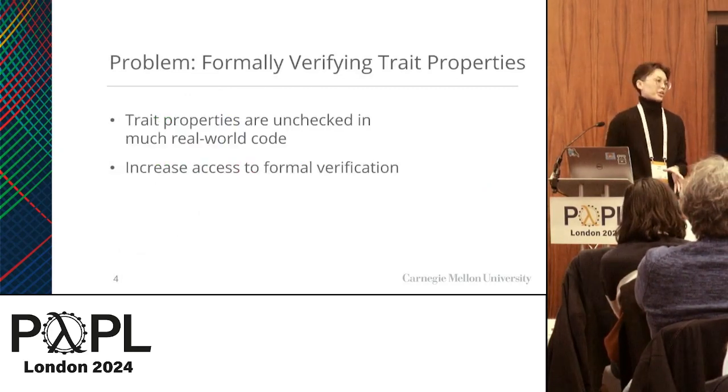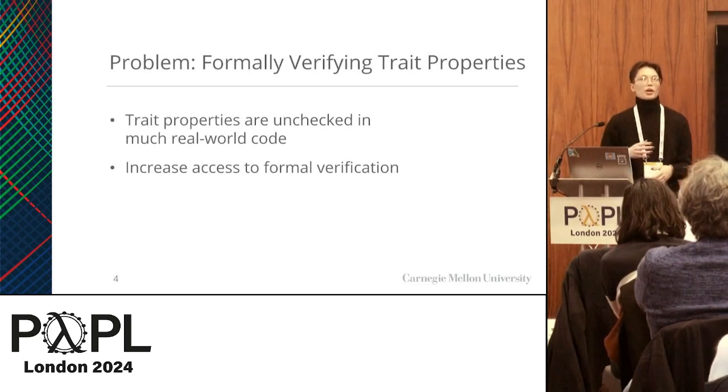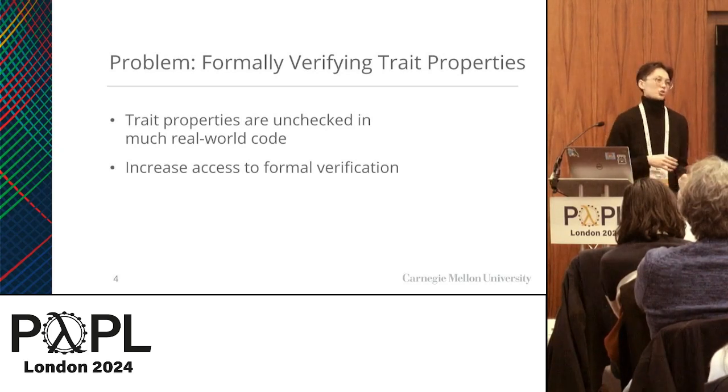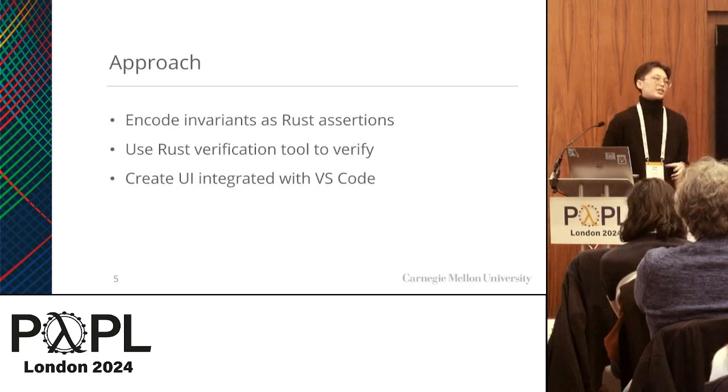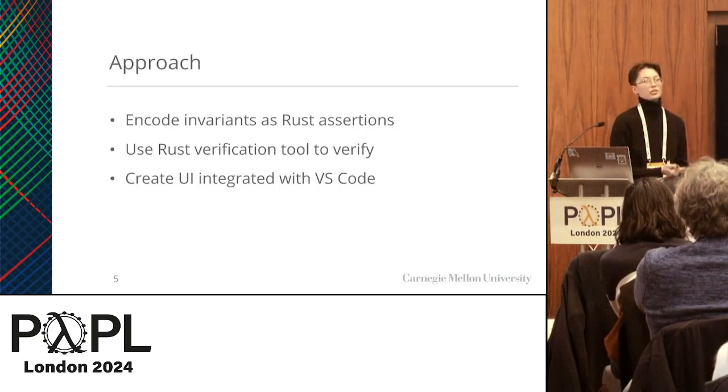So the problem that we run into is in formally verifying these trait properties. We find that trait properties are often unchecked in a lot of real-world code, and when they are checked, it's usually through unit tests or fuzzing. We also wanted to increase access to formal verification. To go about this, we decided to encode some invariants as Rust assertions, and then use a Rust verification tool to verify these assertions. And just to make it all easier to use, we created a UI integrated with VS Code.